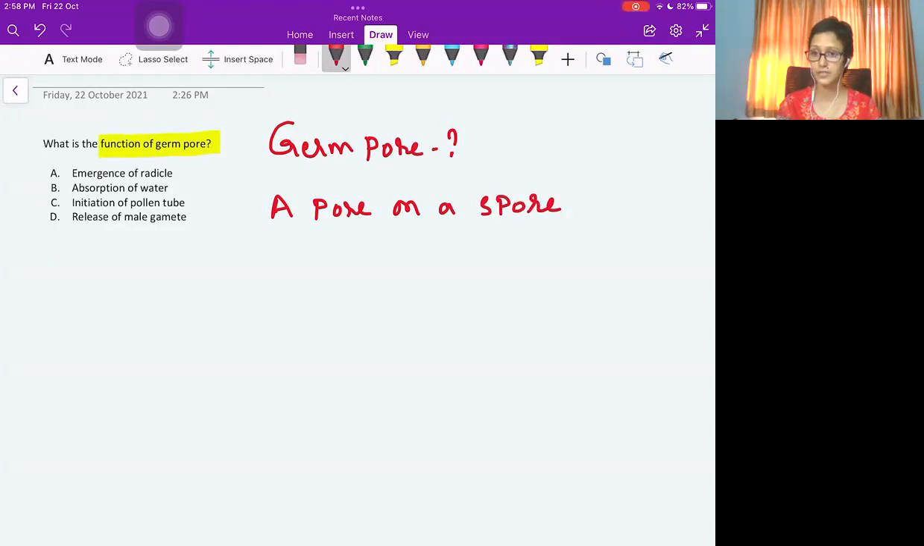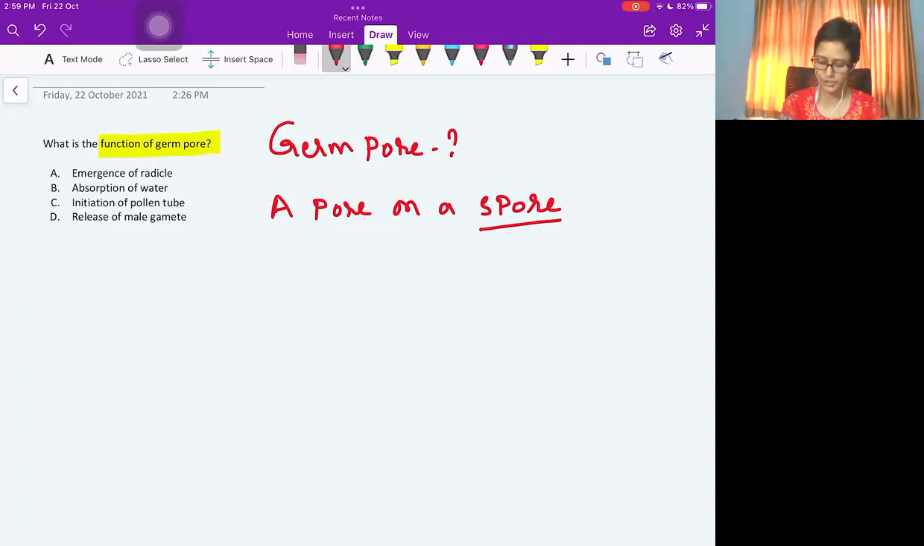So where did we come across this term germ pore? In the structure of pollen grain. So what is a pollen grain? Pollen grain is a mature microspore, isn't it? So in order to answer this question, we should have a first-hand knowledge on the structure and function of germ pore and function of pollen grain.